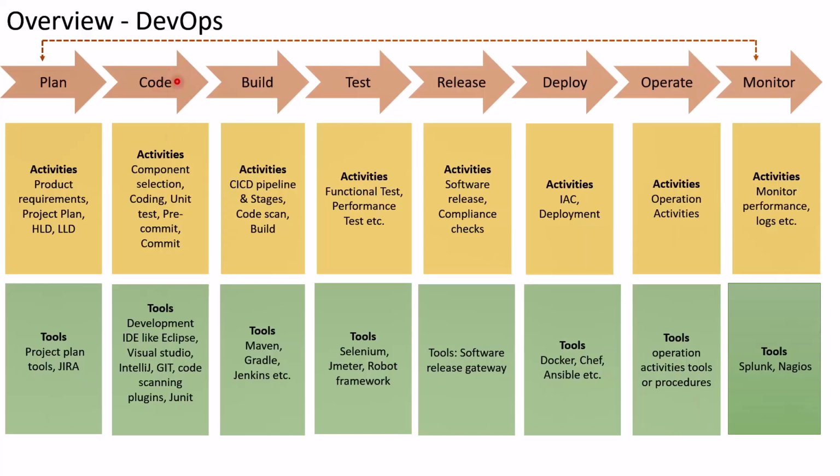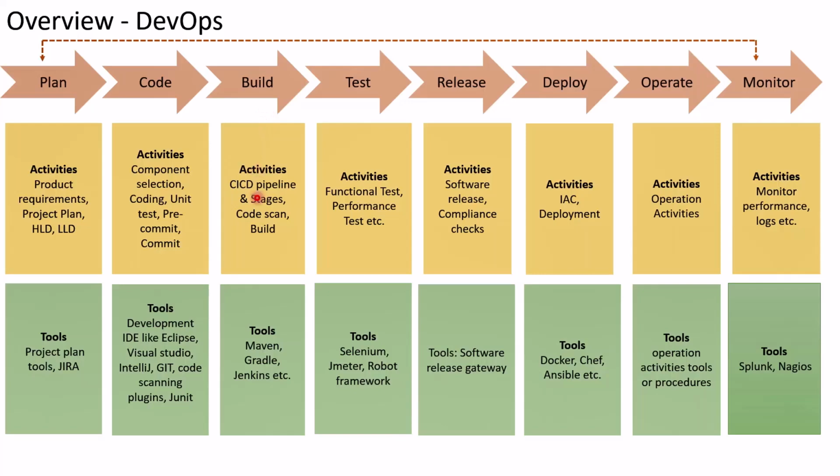Once we come to the code stage, the activities are component selection, third-party component selection, coding, implementation, unit test, pre-commit test, then commit to the GitLab repository or some other repository. Then what tools will we use? Development IDEs like Eclipse, Visual Studio, IntelliJ, Git tools, code scanning plugins, JUnit. These tools we will use to execute the coding phase activities.